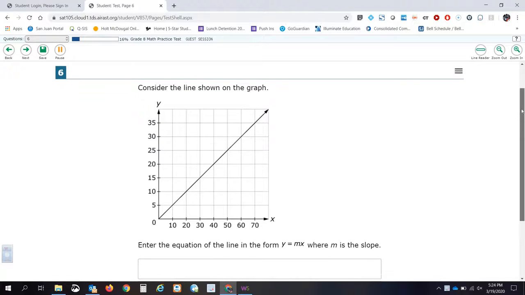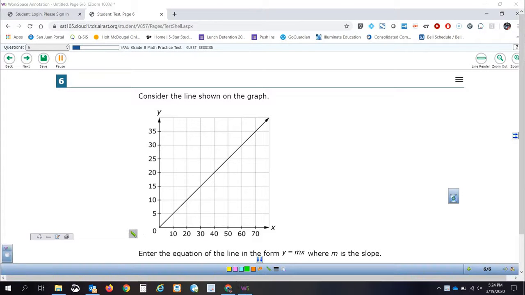So it says consider the line on the graph. Enter the equation in the form y equals mx, where m is the slope. All right, so as we take a look at this line on the graph, hopefully you notice a couple things. It goes through 0, 0, and it is a line, which means it is linear. And those of you who are paying attention, which is hopefully all of you, know that if you have a line that goes through 0, 0, it is, that's right, ladies and gentlemen, it is proportional.